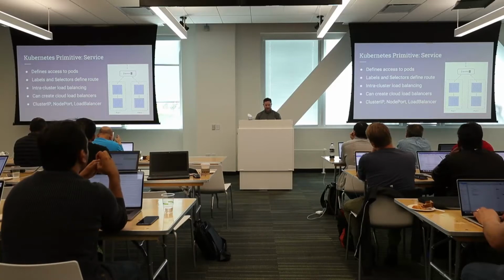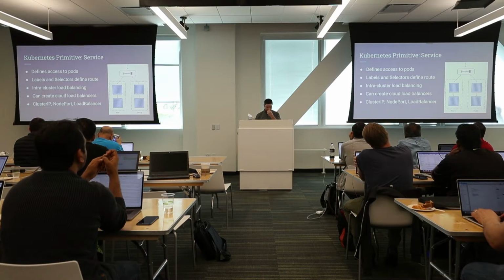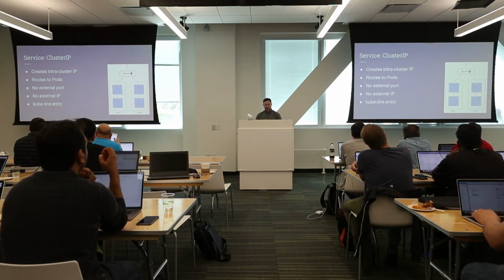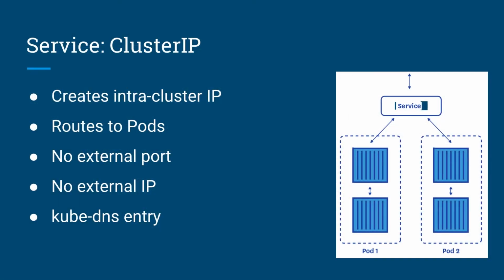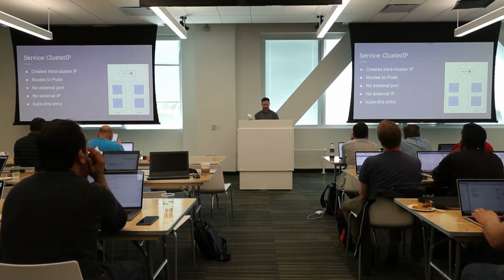The three types of services are cluster IP, node port, and load balancer, of which the cluster IP is the default. What a cluster IP means, so again, you're routing to pods, which are instances of a deployment. It creates an intra-cluster IP address. It routes to pods. It doesn't create an external node port, so there's no way external to the Kubernetes network to route to this service. But it does create that kubedns entry.